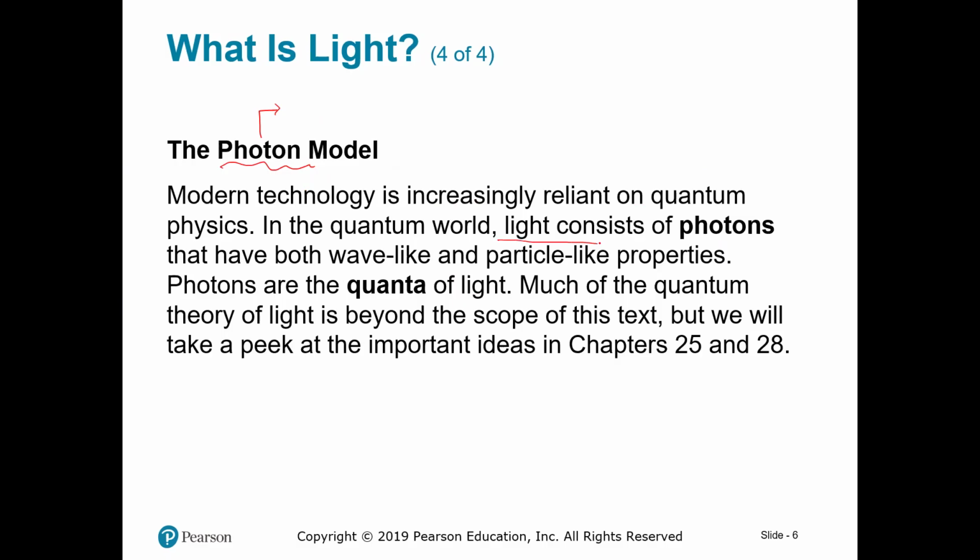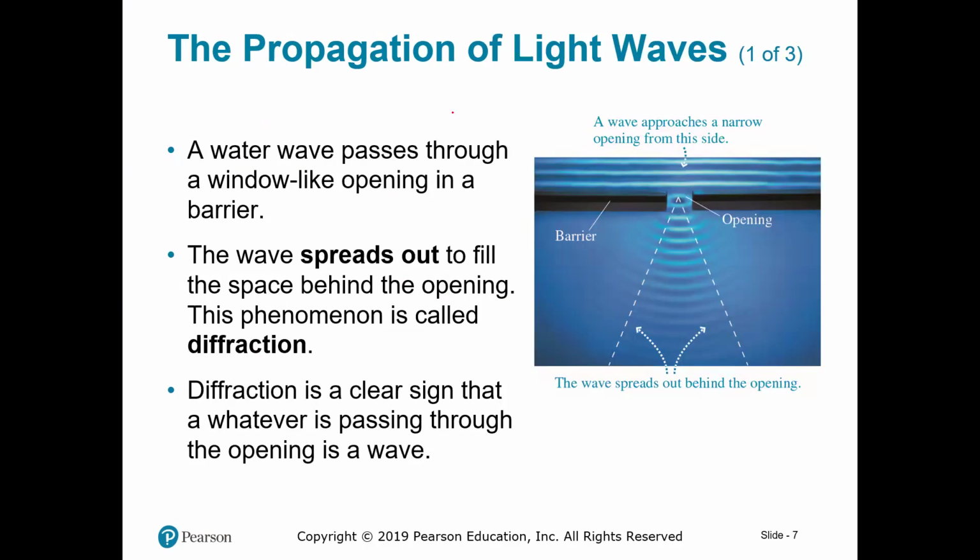In other words, light consists of photons that have both wave-like and particle-like properties, but more particle-like properties. The photons are the quanta of light. But we'll learn about this later. So now let's talk about light properties in terms of its waves. The very first thing is called diffraction.